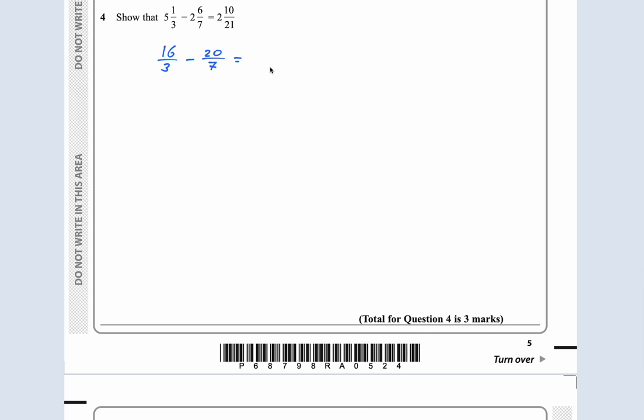I'm going to change it into a common denominator. The common denominator is 21, because 3 times 7 is 21, so they both go into 21. And I know, because they're using 21 here, that's going to be my lowest one. Okay, so 3 times what is 21? Well, it's 3 times 7, so I need to do 16 times 7.